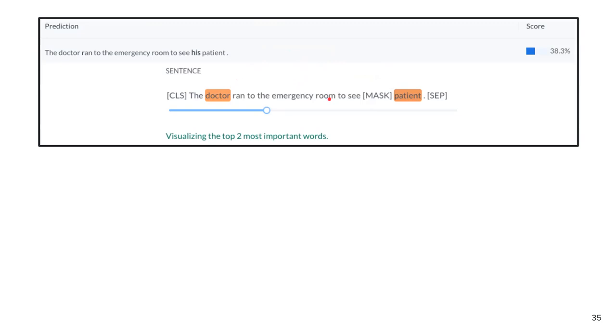And because the word doctor is so highlighted and because the pronoun his has been predicted, you can now speculate that the model is potentially exhibiting gender bias here, correlating professions like doctor more with the pronoun his than other pronouns.